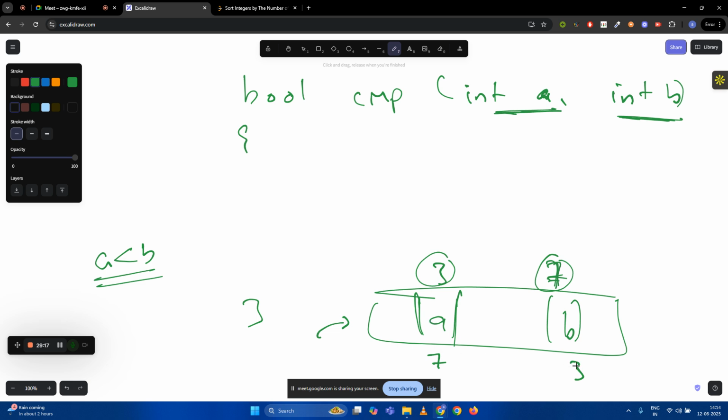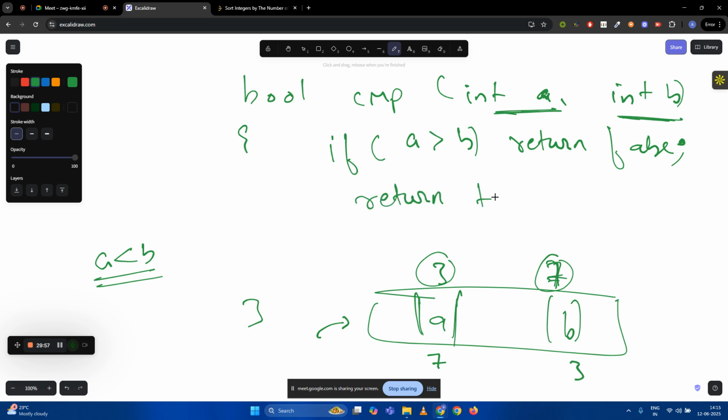No, right? So whenever you get a case where this element is not in ascending order, when will that be? When a is greater than b. When a is greater than b, it is not in ascending order, so you would return false. Return false means that you need to swap. It means this ordering is wrong, this ordering is false, you need to swap. Otherwise, if a is smaller than b, this ordering is correct, so return true.